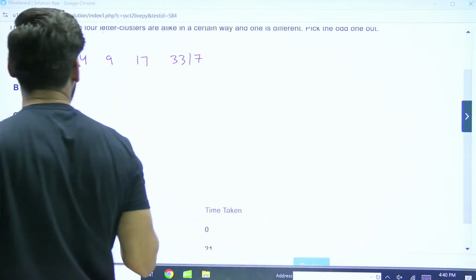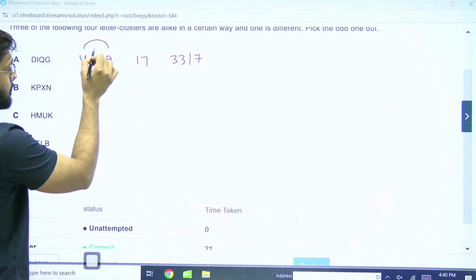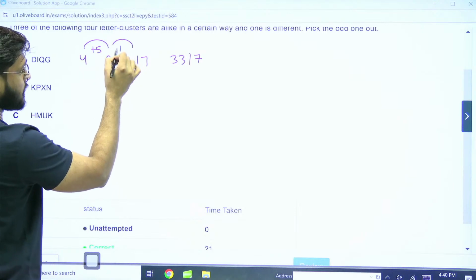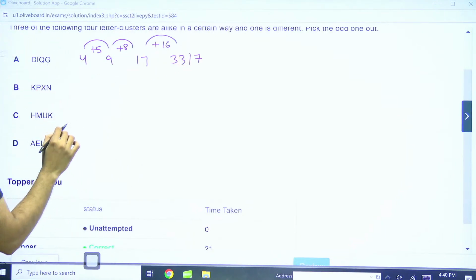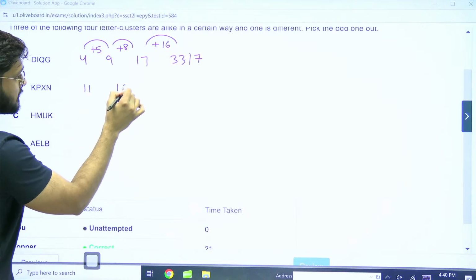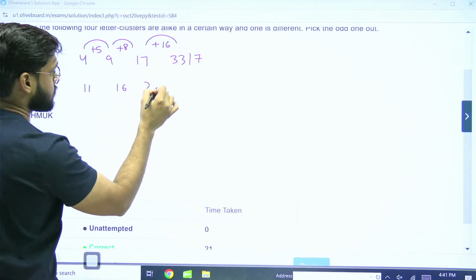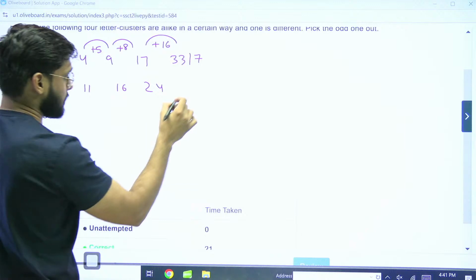So what is the logic in this? Plus 5, plus 8 and plus 16. Let's see in KPX: K is 11, P 16, X 24, and N comes at what?